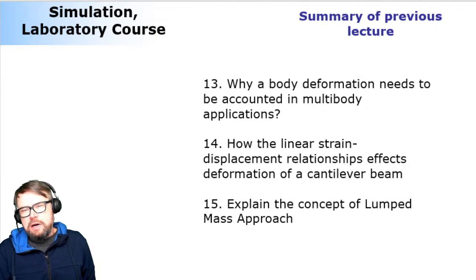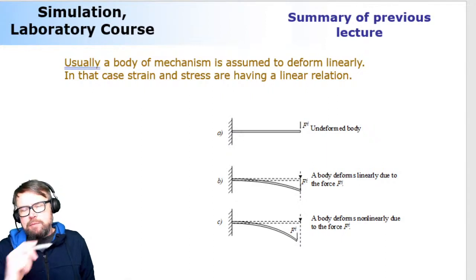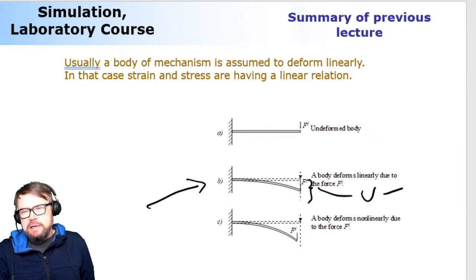Then the next question: how does the linear strain displacement relationship affect deformation of a cantilever beam? That is this example here. And remember, the case in the middle is such that you are assuming the strain displacement in this one here, U, and its relation to strain. That relation is assumed to be linear.